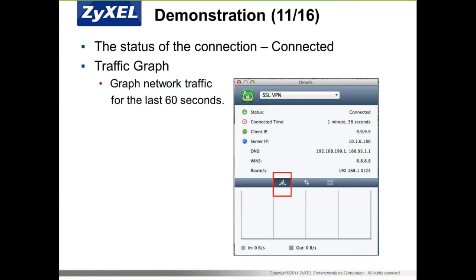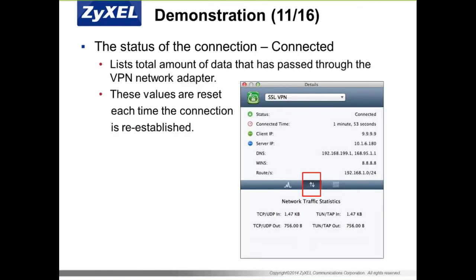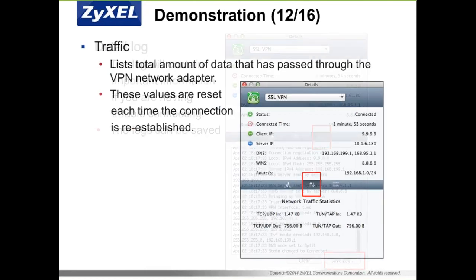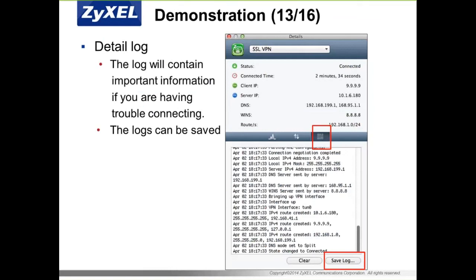We can check the detailed information, such as the traffic graph, traffic statistics, and log. Traffic lists the total amount of data that has passed through the Secure Extender. Values are reset each time the connection is reestablished. The detail log will contain important information that can be used if troubleshooting is necessary. You can also save the log to a text file for later analysis.